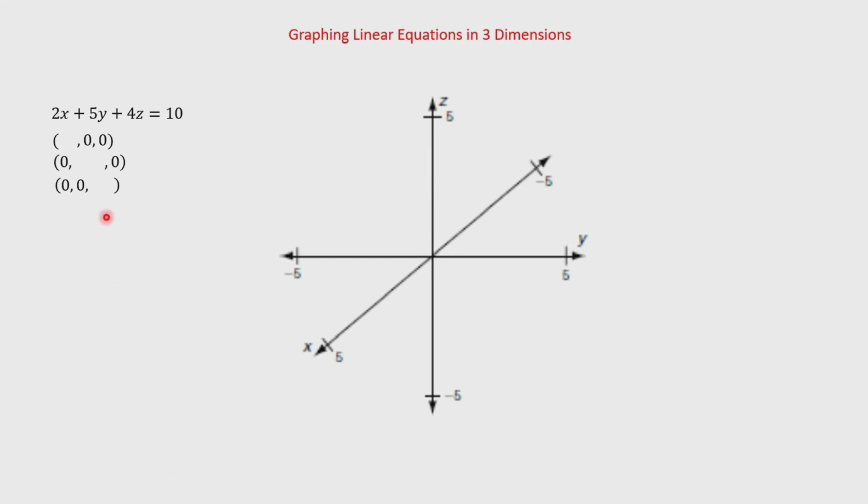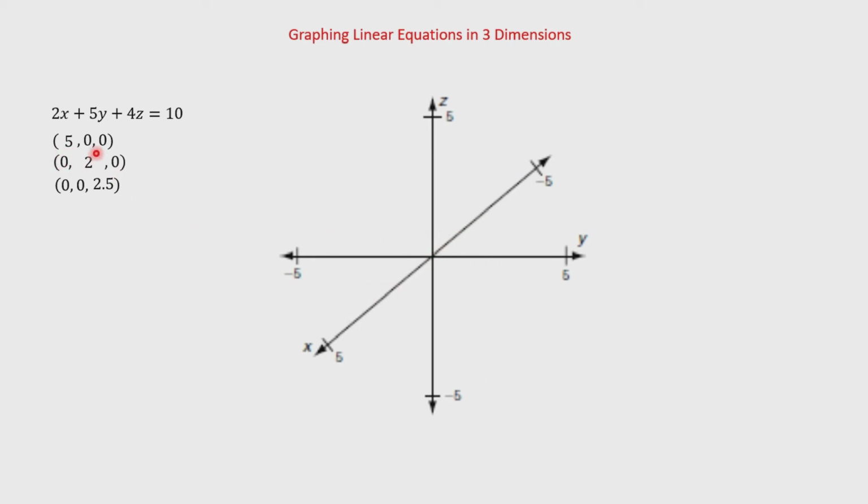So for the x-intercept, if we make y and z 0, 2x equals 10, so x equals 5. For the y-intercept, if we make x and z 0, 5y equals 10, so y equals 2. And if we make x and y 0, 4z equals 10, and so z would equal 2.5. Now we can graph these 3 points. Graphing on the axis, graphing the intercepts, is much easier than graphing the points in space, because we only need to move along one of these lines.